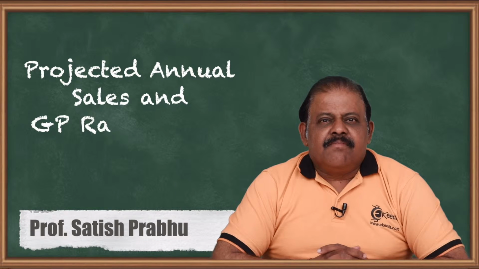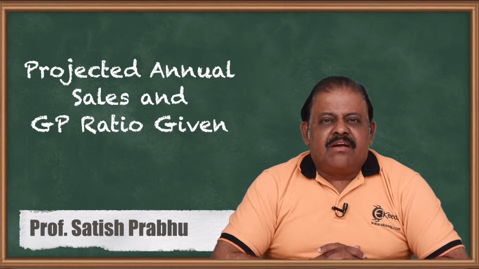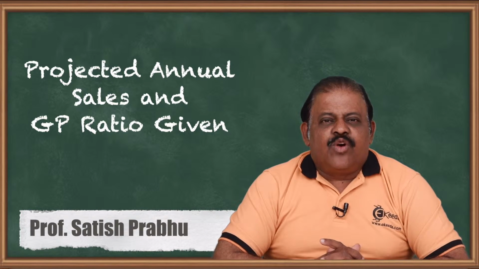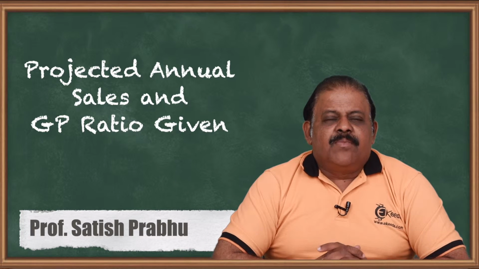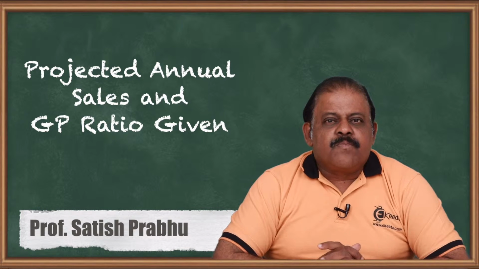Hello friends, let us discuss one question where we are required to calculate working capital and we have information of gross profit ratio in the question. With the help of this gross profit ratio, we are required to calculate cost of sales, cost of goods sold.